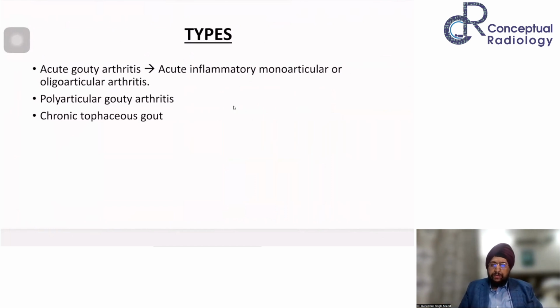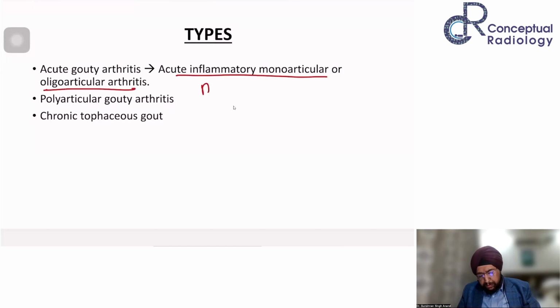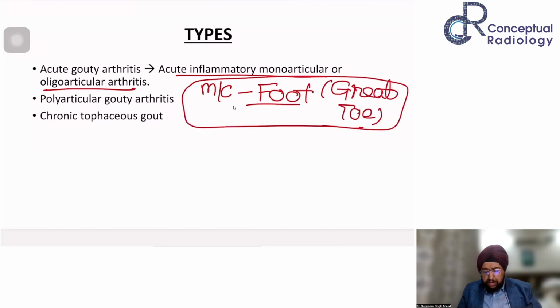Depending on the duration, we can have acute gouty arthritis, which is an acute inflammatory monoarticular or oligoarticular arthritis. The most common joint to be involved is the foot, and in the foot, the great toe is the most common to be involved. Sometimes more than just two or three joints may be involved. In late stages, it can proceed to involvement of multiple joints, which is polyarticular gouty arthritis. And in late stages, we can have chronic tophaceous gout, wherein because of the tophi, there are adjacent changes in the bone.